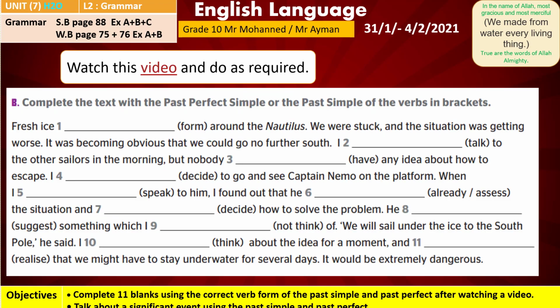Okay, now we are going to watch a video. Then we are going to fill in the blanks, these 11 blanks with the correct form of the verb between brackets. We are going to use the past perfect simple or the past simple. I'm leaving you now with the video, dear students, and then we are going to answer these questions.